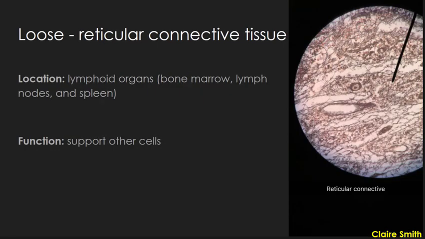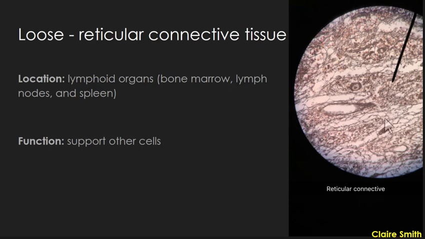The last type of loose connective tissue is loose reticular connective tissue. Again, there's no lumens, but this is loose because the fibers are pretty spread out. So it looks like there's gaps, but no true lumen. Function of reticular connective tissue is just to support other cells. So it's found in a lot of lymphoid organs, bone marrow, lymph nodes, and your spleen.